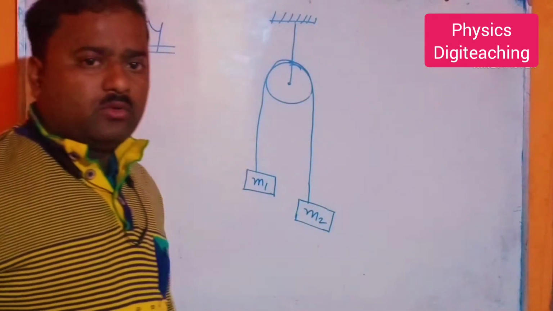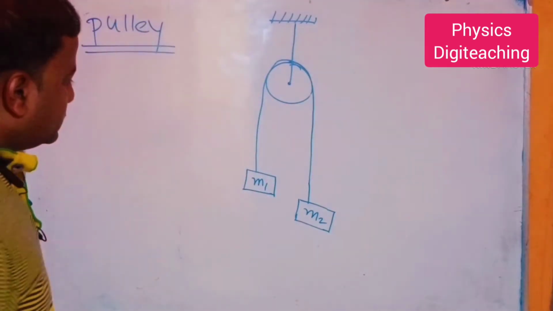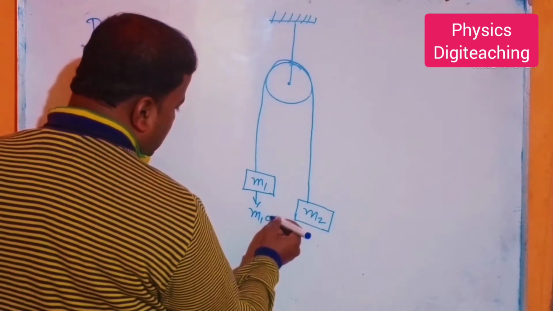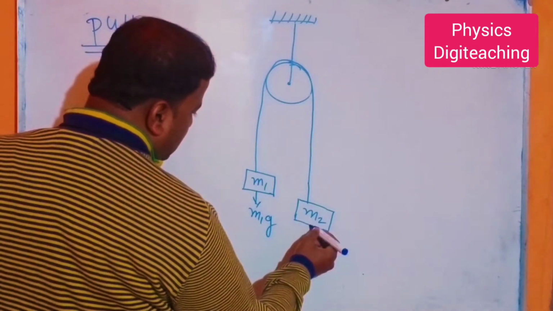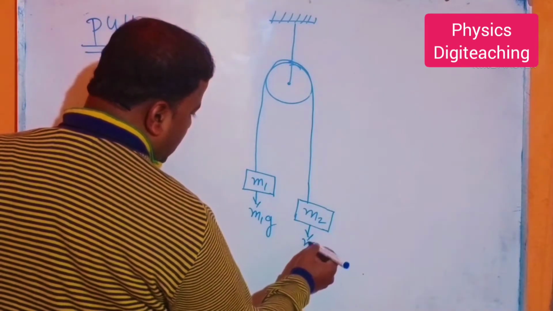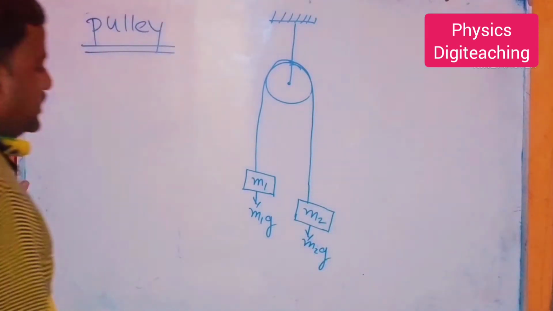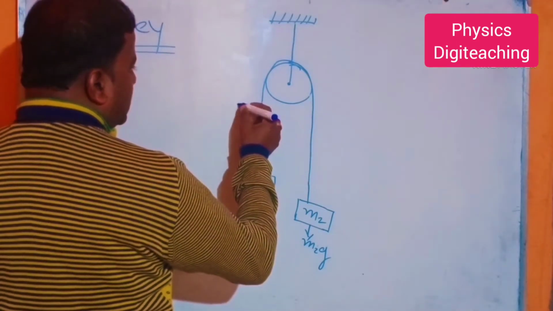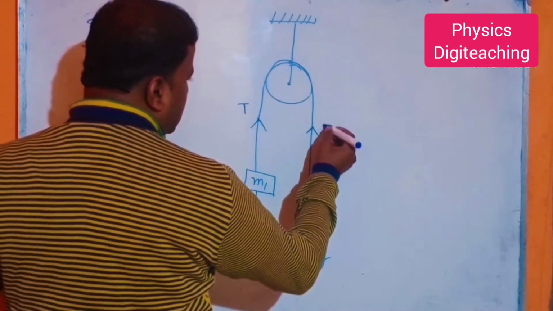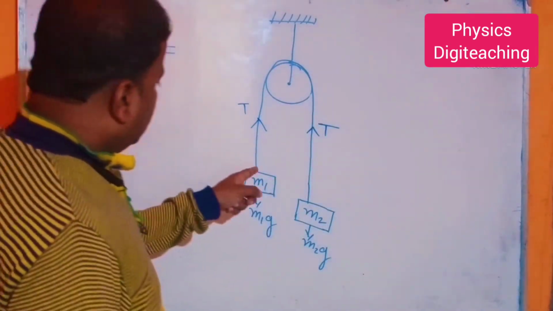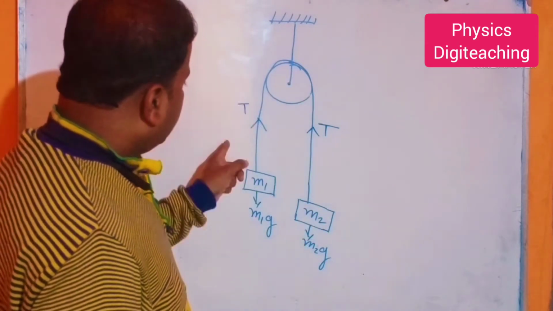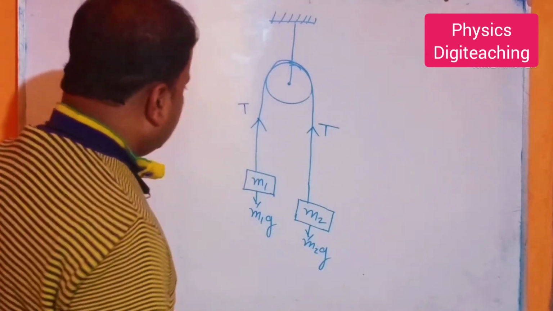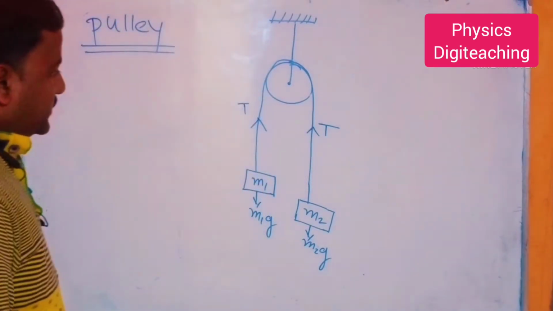Now we find out the forces. The force M1G acts downward. Here the weight M2G acts downward. The tension of the rope is T. Here we see that this is a single rope, therefore the tension is equal everywhere. This is T and this is T, and they act upward.